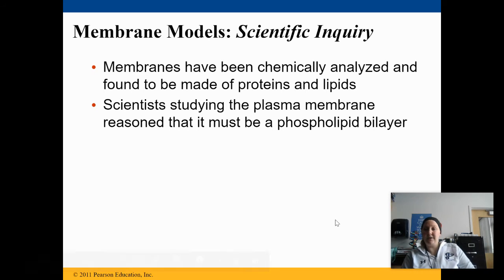A quick scientific inquiry on how we discovered what the plasma membrane looks like. Membranes have been chemically analyzed for years and were found to be made up of mostly proteins and lipids. Scientists who were studying the plasma membrane reasoned that it must be a bilayer when they did something called a freeze fracture model.